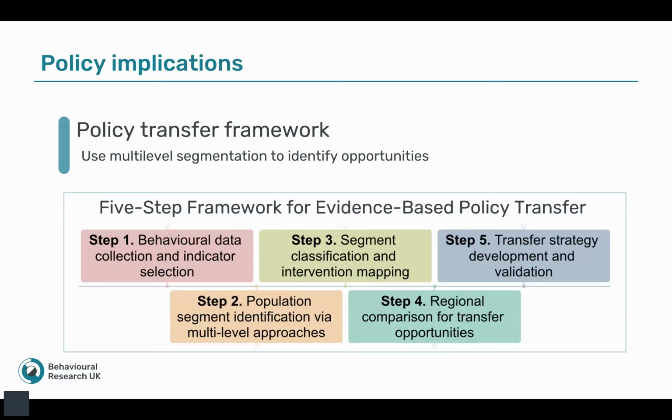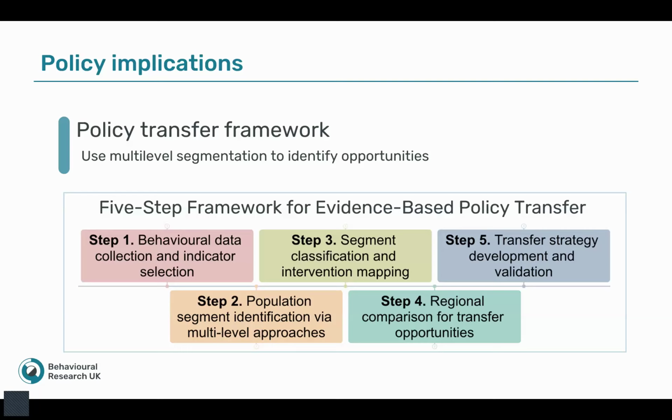And thirdly, we would like to propose a systematic policy transfer framework to move from ad hoc policy transfer to an evidence-based approach. It starts from collecting more objective, better data, and then identifying the population segments with different behavioral patterns, and mapping the interventions according to the minority or the majority of the sustainable or unsustainable segments. Then compare the regions to look for opportunities for policy transfers, and finally validate whether the transfer is successful or not.